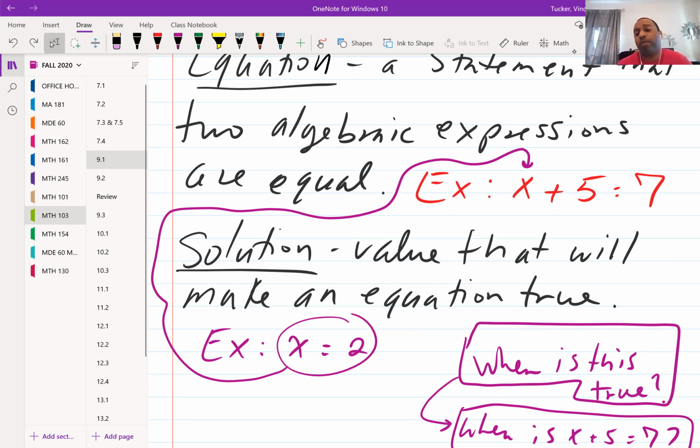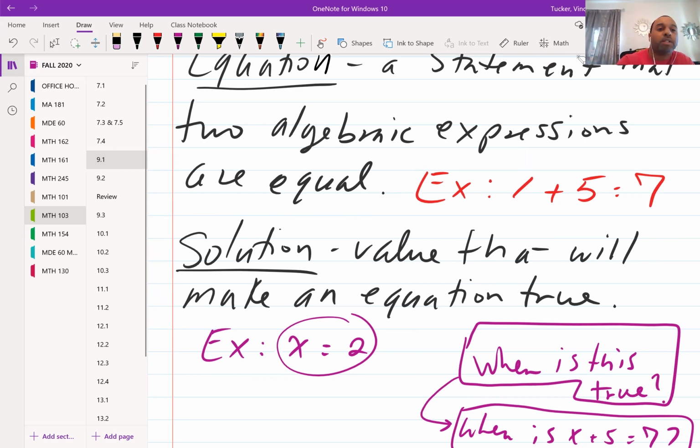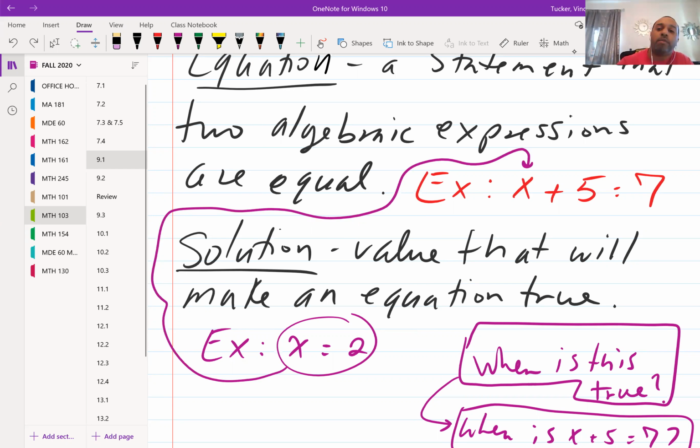Whenever you're trying to solve an equation, you're asking the question, when is this equation true? So in this case, we would be saying, when is x plus 5 equal to 7? And the answer is when x is equal to 2. So you always want to know, when is your equation true? That's what you're trying to find the answer to.